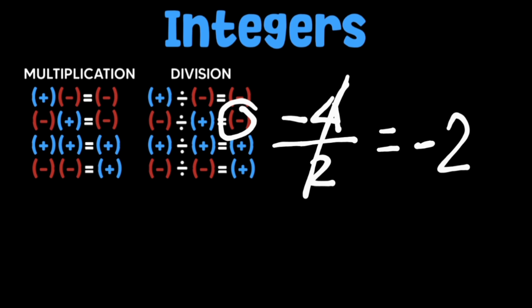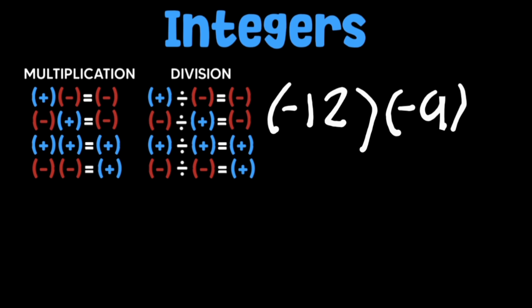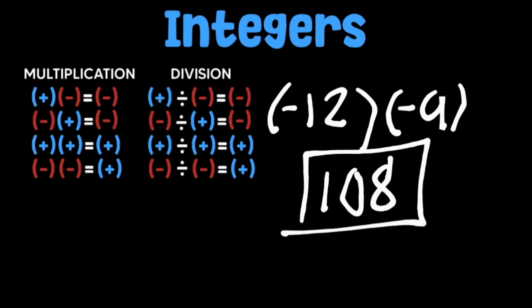Let's do another exercise. Let's do -12 times -9. So in this case, aside from multiplying the numbers, we also multiply the signs. And as you can see, minus and minus gives us a positive result. So keeping that in mind, we will multiply 12 times 9, which is 108. And the negative signs automatically become a positive one. So we have positive 108.